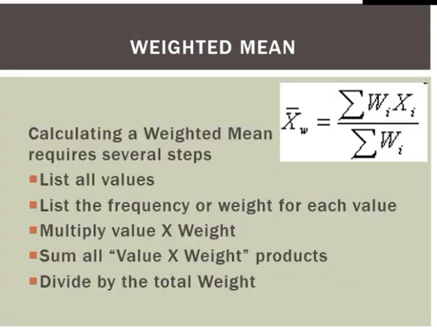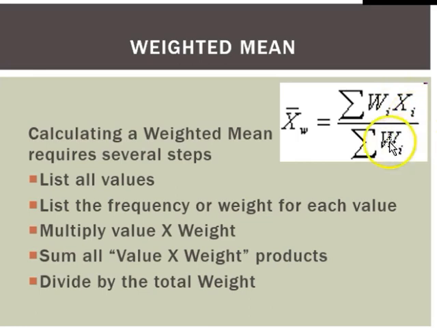This still looks very similar to the calculation for the arithmetic mean that we just went over, except we have one new term inserted, and that's the weight, and the little sub i represents each individual observation. So this weighted mean, X bar sub w, is simply the sum of every observation multiplied by its weight, right? So the weight for observation i multiplied by the value for observation i.